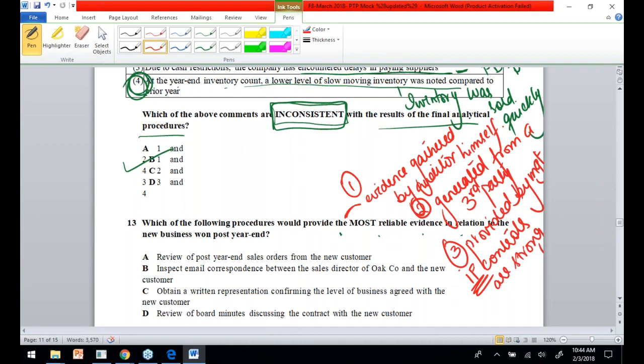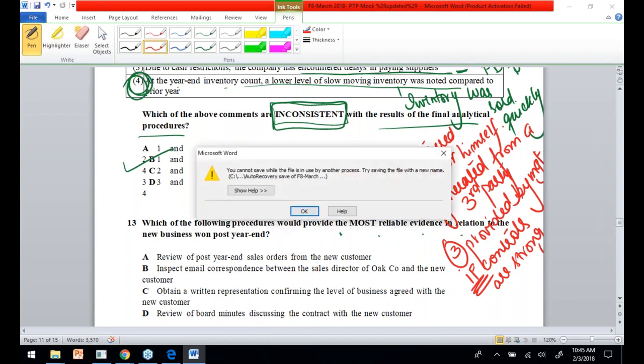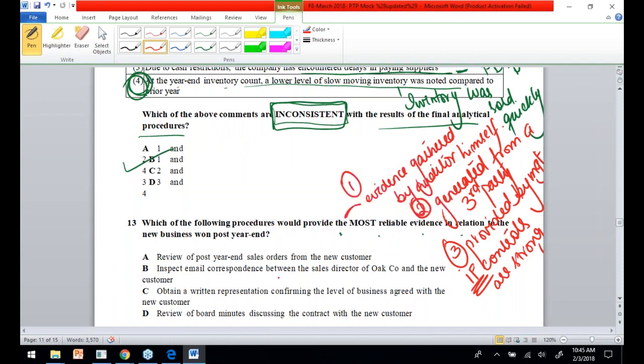Remember this hierarchy. The most reliable form of audit evidence is evidence gathered by the auditor himself. The second most reliable form of audit evidence is evidence generated from a third party. And the third most reliable form of audit evidence is provided by management if controls are strong. Look at the first statement. Review of post-year-end sales orders from the new customer.